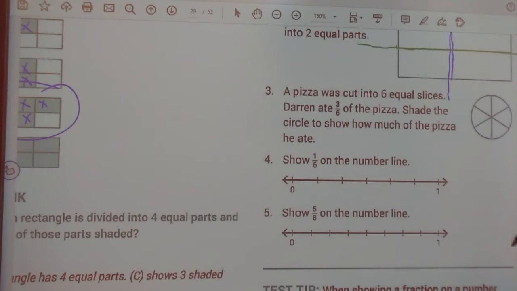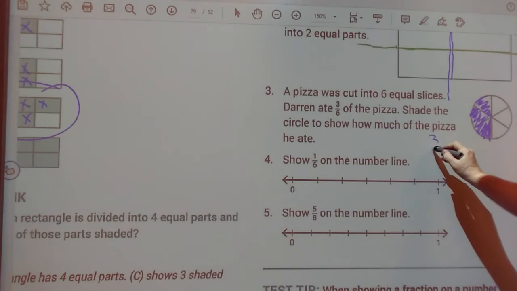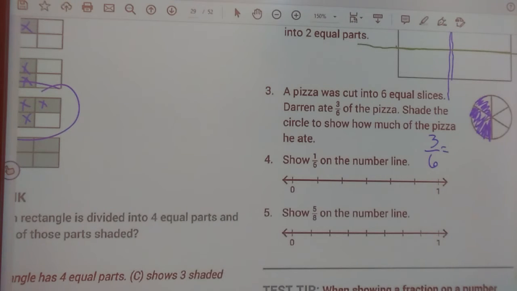Now, that means that we have to color in how many equal parts? How many do we have to color? 3. I'm sorry, 3. 1, 2, 3. So he ate half of a pizza because 3 over 6 reduced to what? 1/2, or 50% of the pizza he ate.